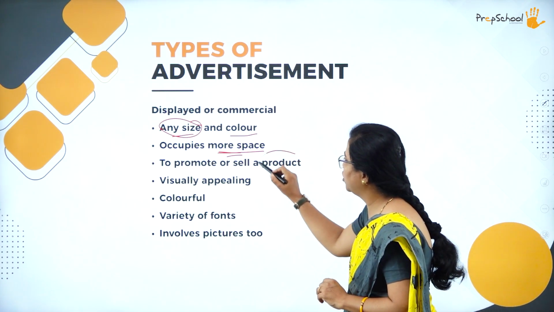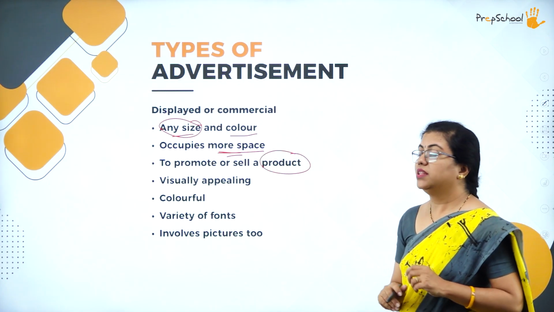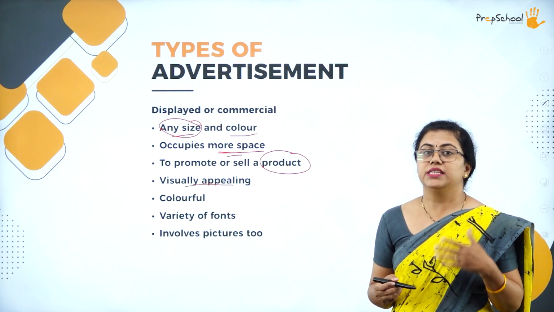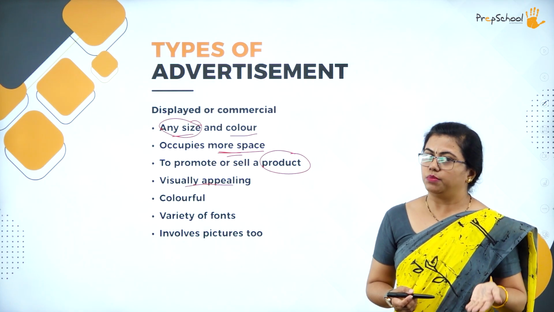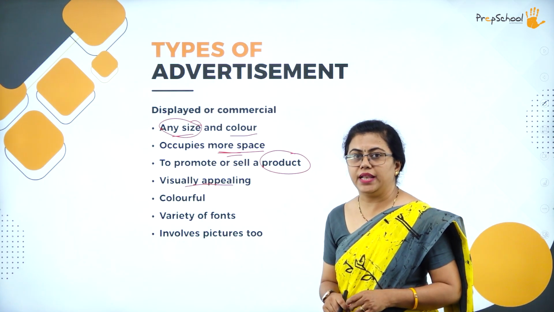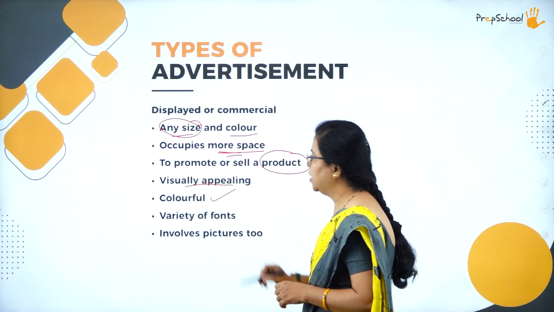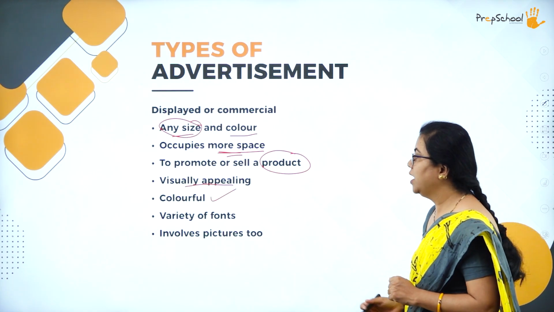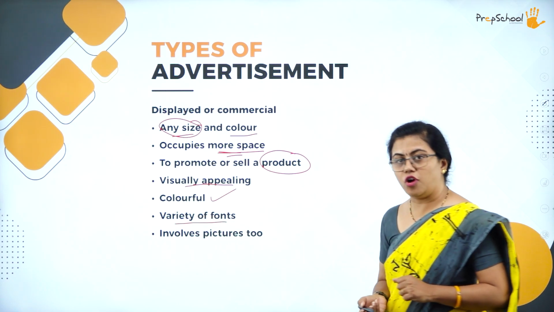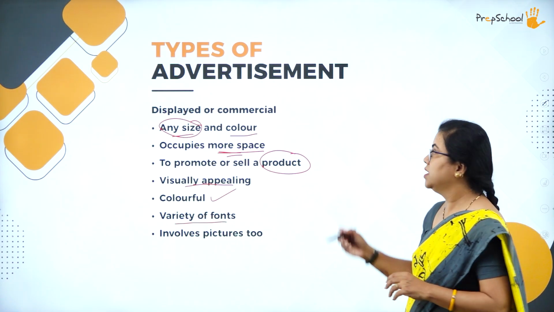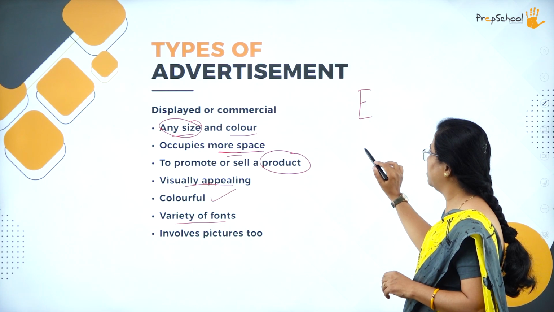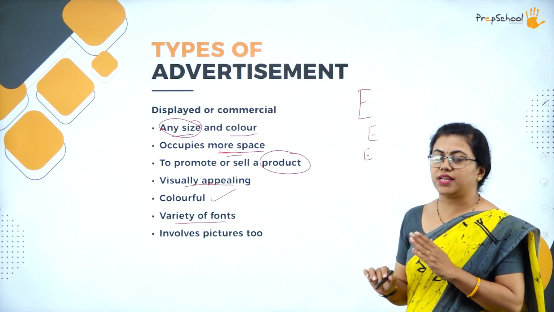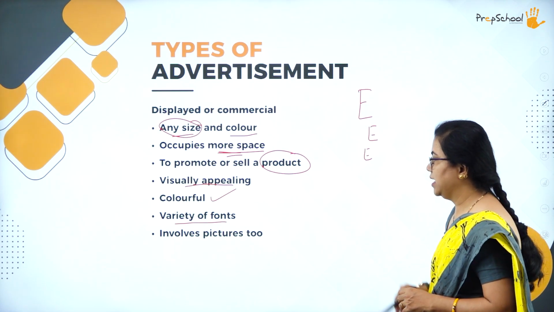So this is more or less focused on a product. This is usually visually appealing. So it is colorful. It has various sizes of text. That means obviously it will be appealing visually. It has variety of fonts, different sizes. Some font may be very big, some font may be very small, or it can be medium also. So various sizes of fonts can be seen in this.